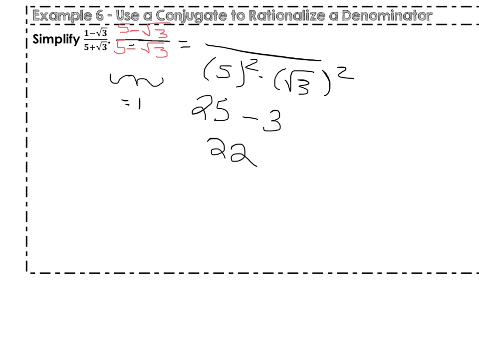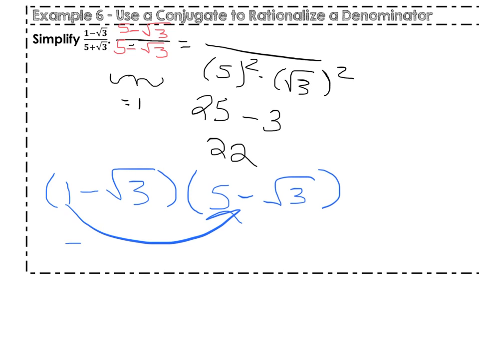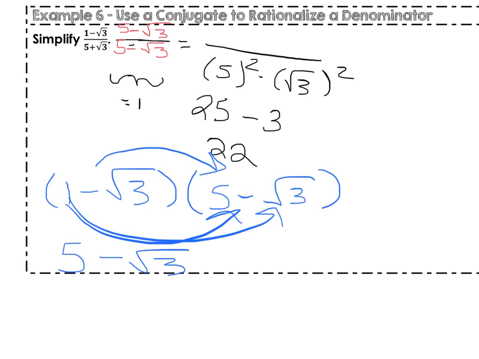But on the top, we need to FOIL out our expression. So I'm just going to give myself some extra room down here. So we have 1 times 5, which is 5. 1 times negative radical 3, which is going to be negative radical 3. Negative radical 3 times 5 is negative 5 radical 3. And a negative times a negative is a positive, and we end up with positive 3.